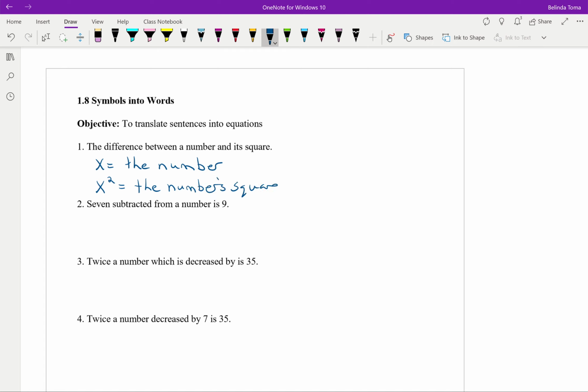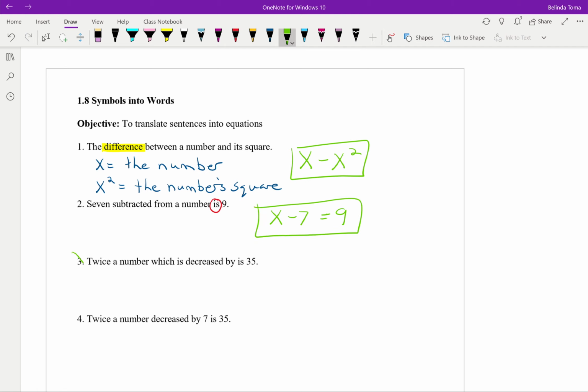And because we're talking about the difference, we know order matters. So the difference between a number X and its square is X minus X squared. In a similar way, we're going to use X for the number in number 2. We know that 7 subtracted from a number is 9 means that we're going to have an equation. And order matters, so X minus 7, 7 subtracted from a number, the number comes first, and then subtract the 7, is 9. We're going to skip number 3 because there's a typo in there.